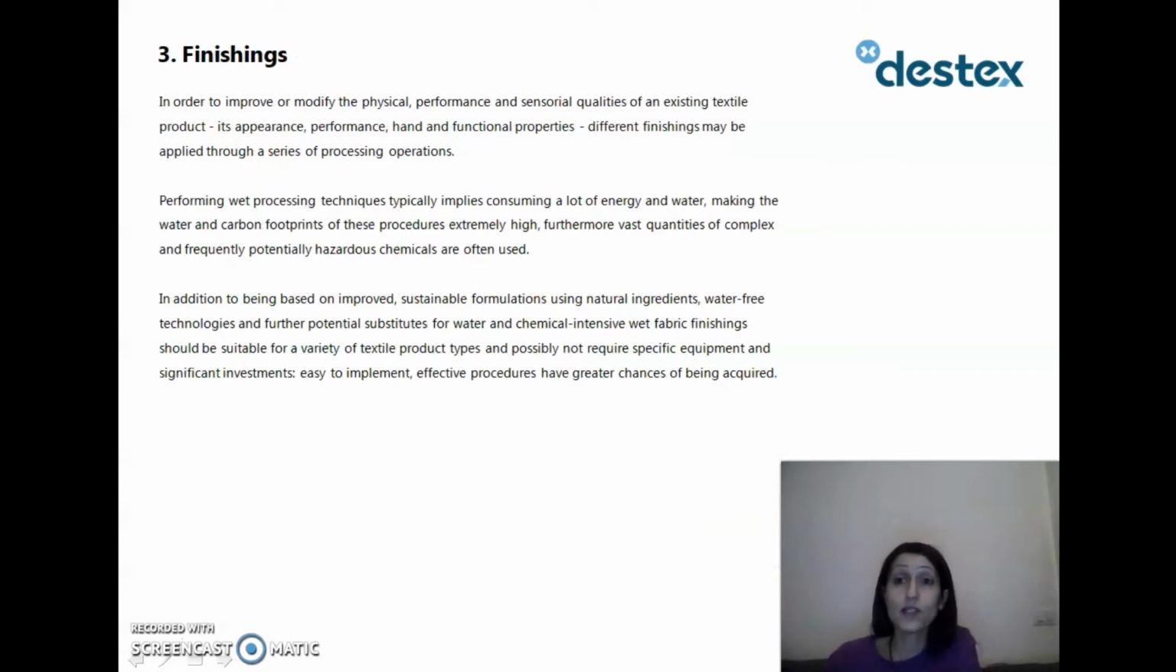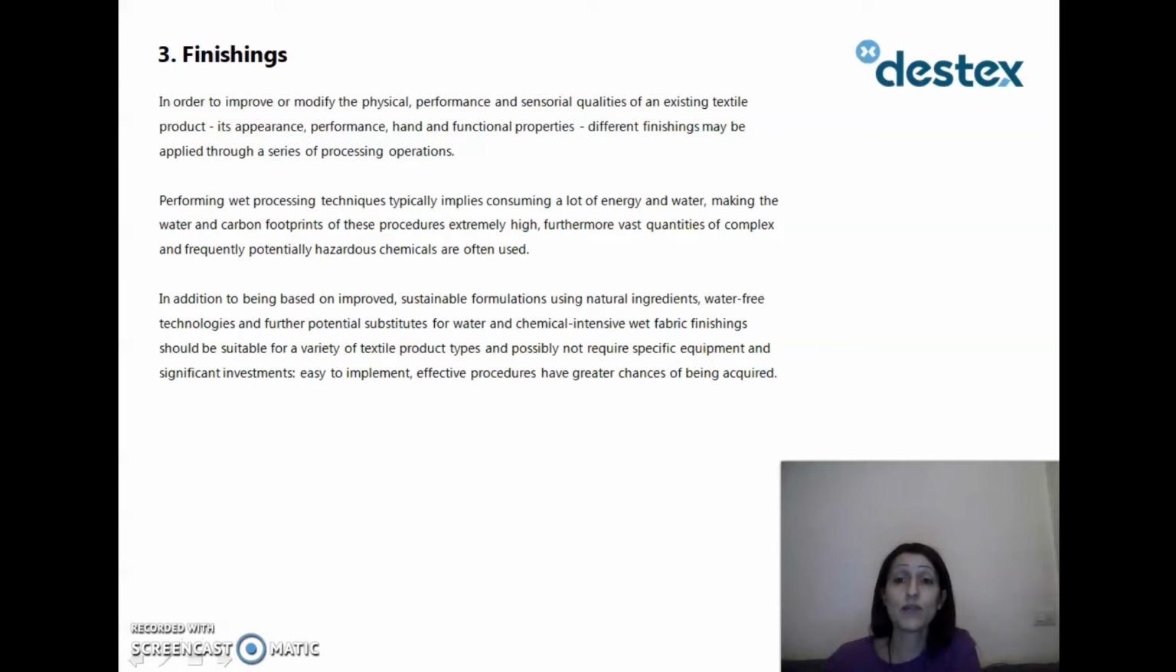Finishings. In order to improve or modify the physical performance and sensorial qualities of an existing textile product, its appearance, performance, hand and functional properties, different finishings may be applied through a series of processing operations. Performing wet processing techniques typically implies consuming a lot of energy and water, making the water and carbon footprints of these procedures extremely high. Furthermore, vast quantities of complex and frequently potentially hazardous chemicals are often used.